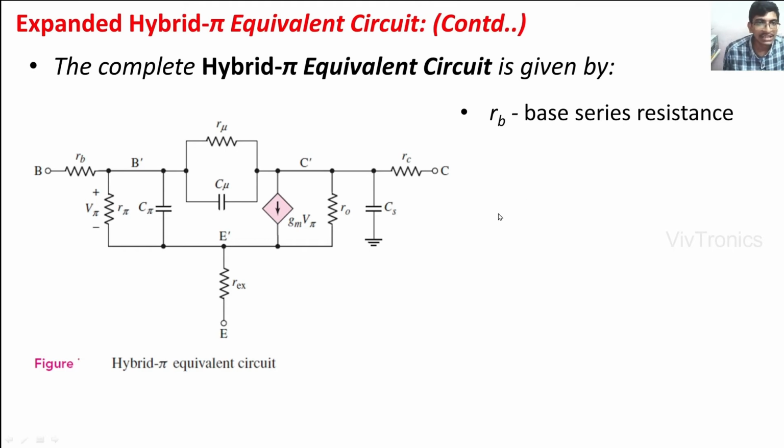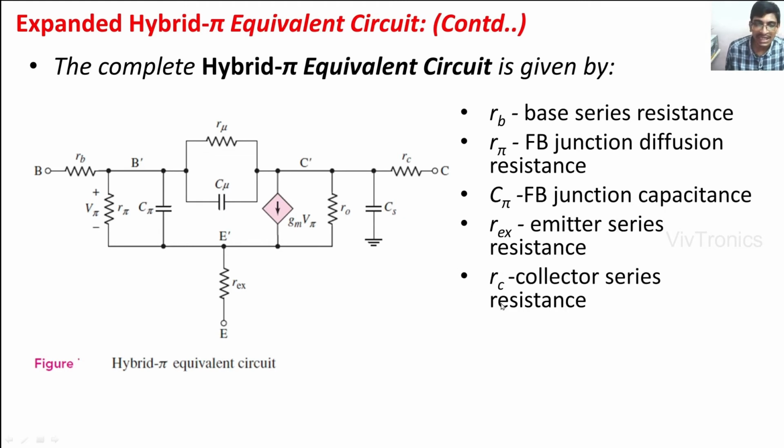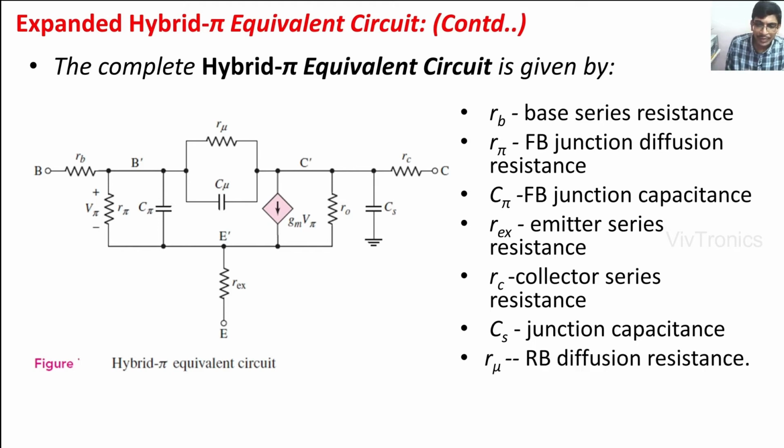Let us see all the notations once again. RB is the base series resistance, R pi is the forward bias diffusion resistance, C pi is the forward bias junction capacitance, Rex is the emitter resistance, and RC is the collector series resistance. CS is the junction capacitance which is located between the collector terminal to the substrate terminal, R mu is the diffusion resistance, and C mu is the reverse biased junction capacitance. So this is the complete hybrid pi equivalent circuit, which will be used for very high frequency analysis.